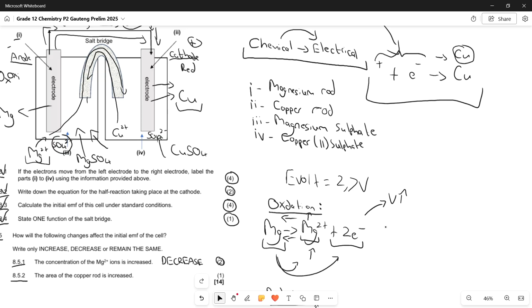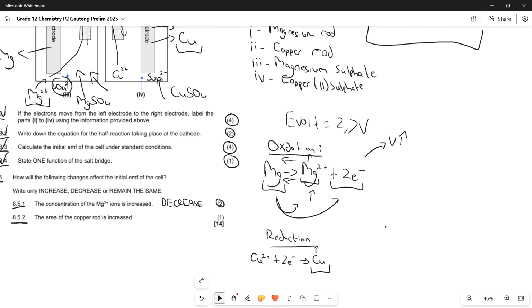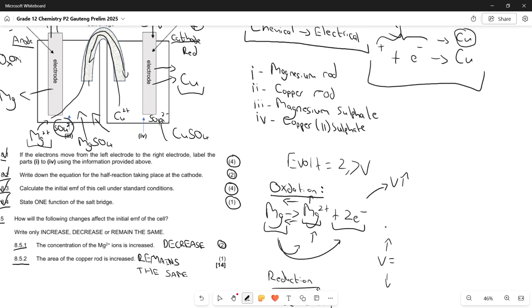If we are just increasing the area of the copper rod, it just means that there'll be more area for the same amount of stuff to react. Doesn't mean it will react quicker or slower, and therefore it will not affect our voltage. Our voltage will not increase or decrease. It will stay the same. So therefore we can just go ahead and write remains the same, as increasing the area of the copper rod will not change the initial EMF.